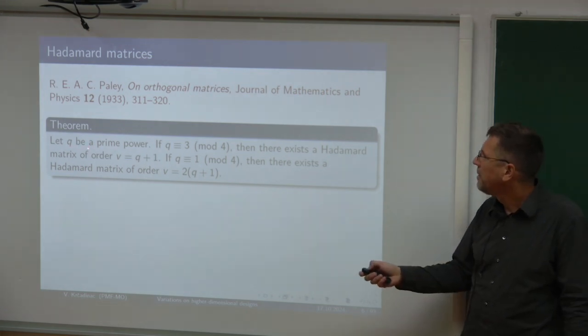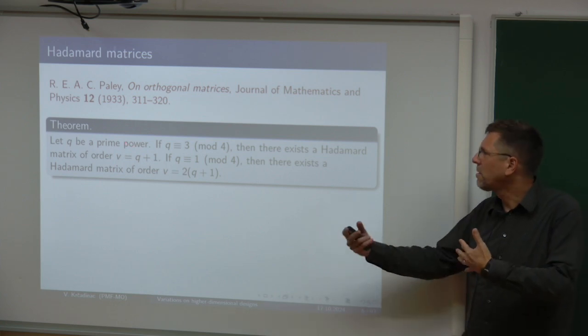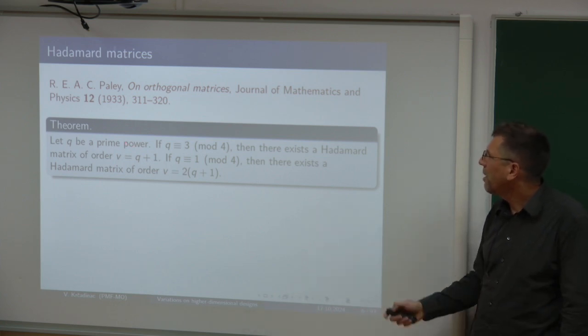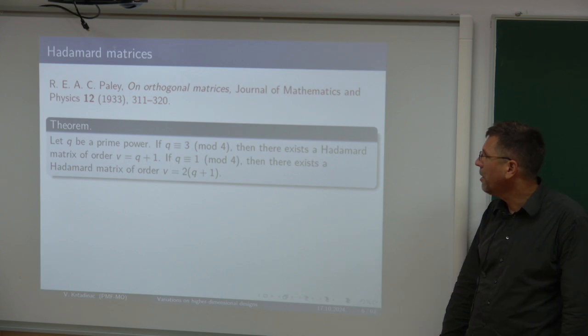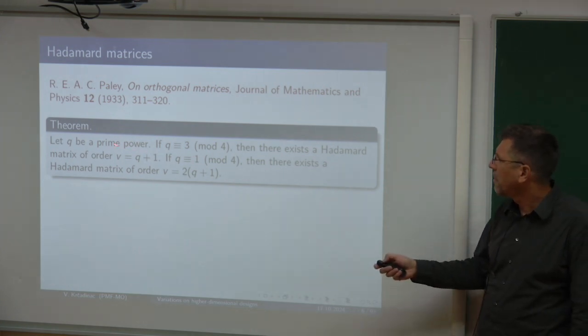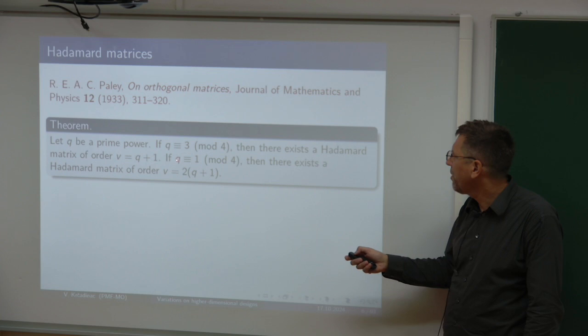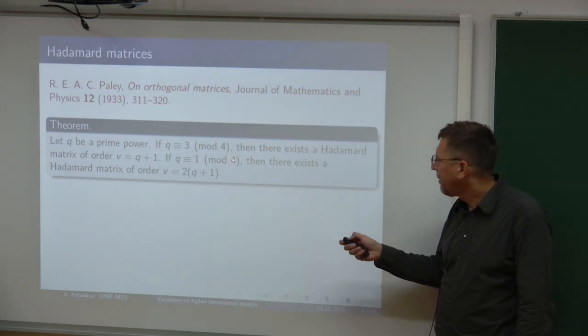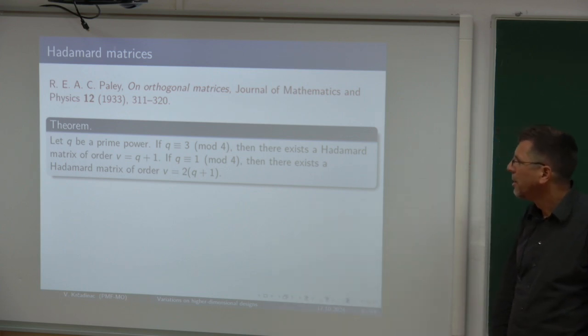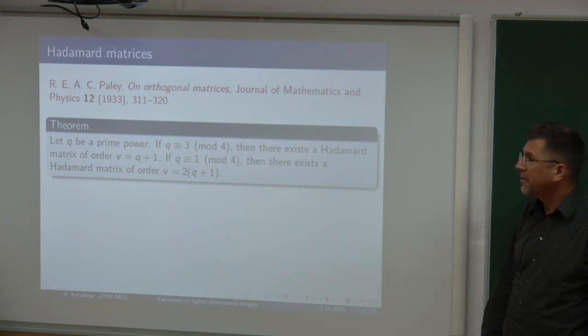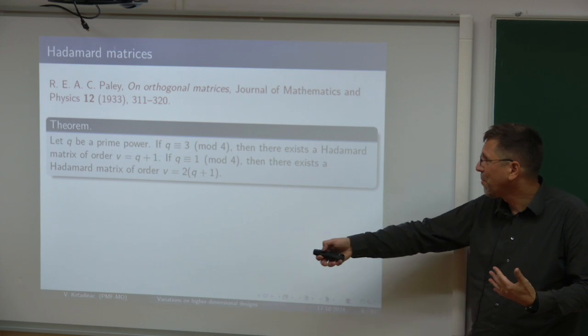So if you have a prime power, then you can, using the finite field of order Q, construct a Hadamard matrix. If Q is 3 mod 4, then of order Q plus 1, because then Q plus 1 is divisible by 4. And if it has to be an odd prime power, I should say, if it's 1 mod 4, then there is a Hadamard matrix of order 2 times Q plus 1, which is then divisible by 4. That's a very old construction, so from the first half of the 20th century. It covers an infinite number of orders, but of course not everything.